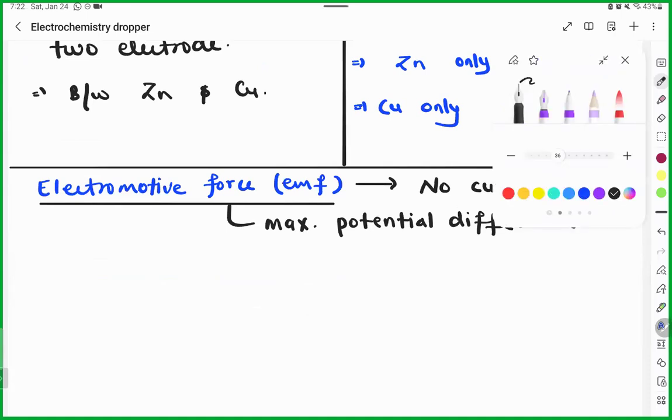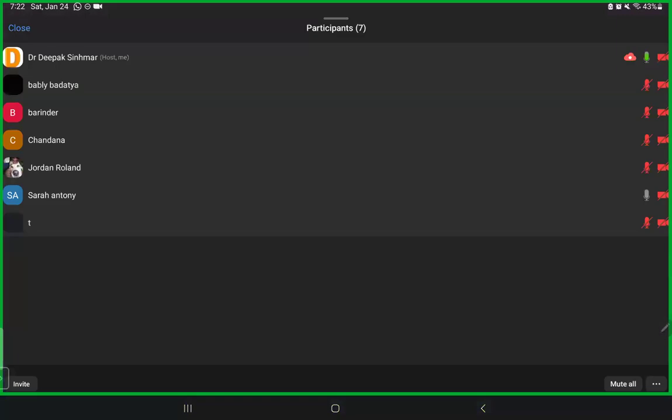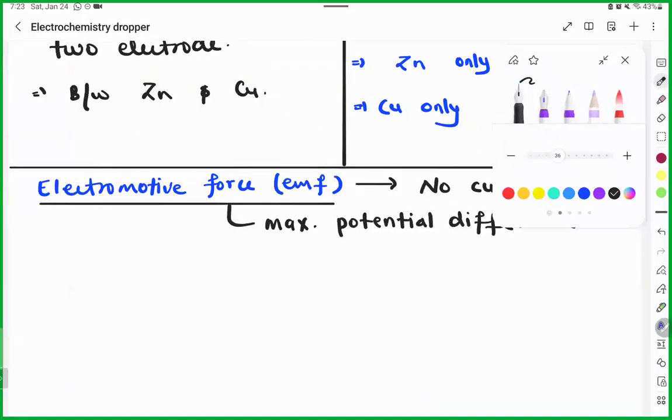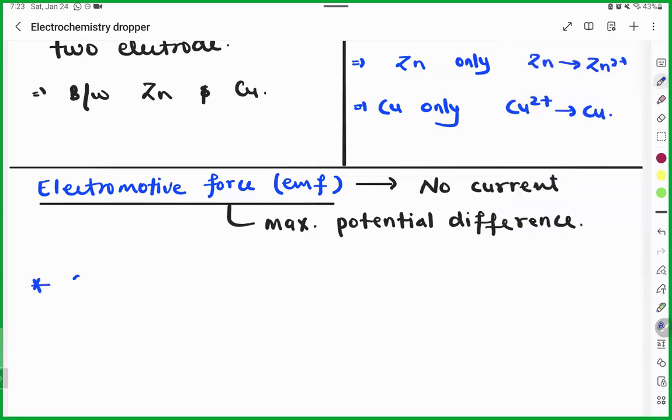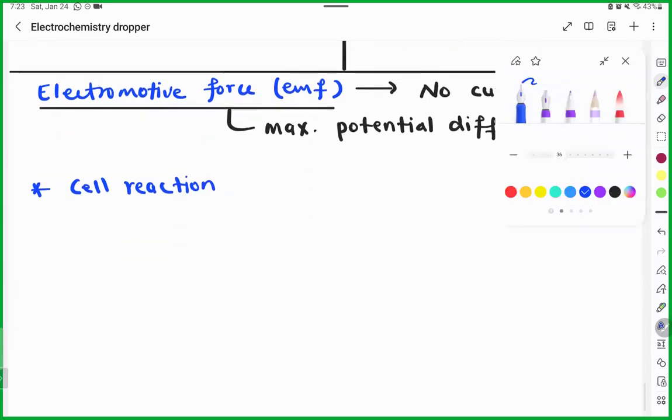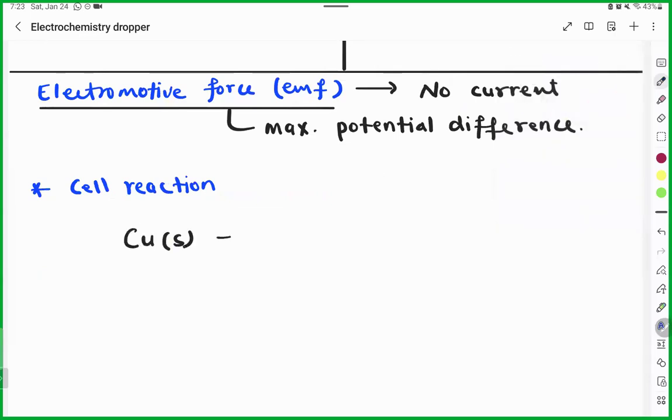Example, write the cell reaction for Ag and copper. You can write any cell reaction. Example, when copper solid will react with Ag positive 2 molecule, and here I am writing AQ. Pratigya, what does AQ mean? Copper solid and Ag AQ, aqueous solution. That's why you have the positive charge.